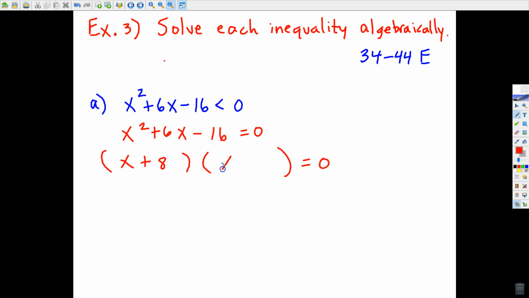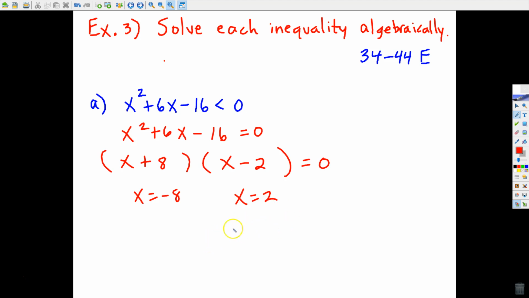Positive 8. Negative 2. So our two solutions come from these factors. One of my solutions will be negative 8. The other solution will be positive 2. So here's what solving algebraically entails.